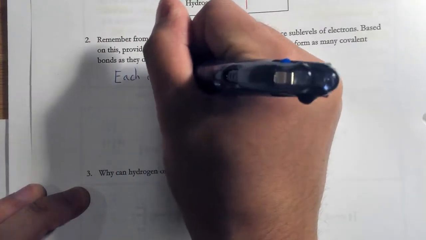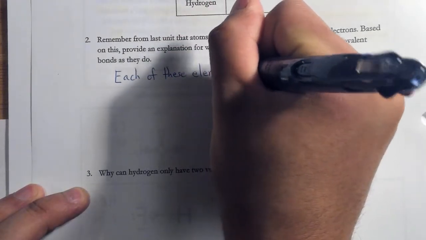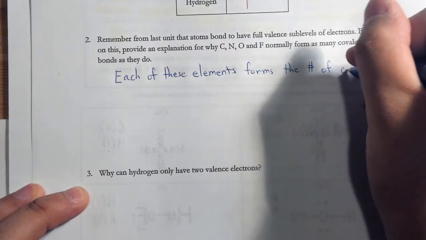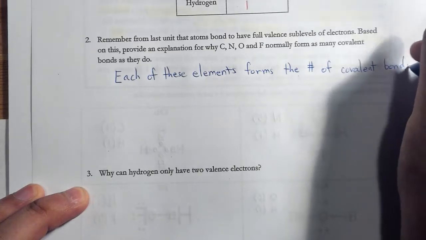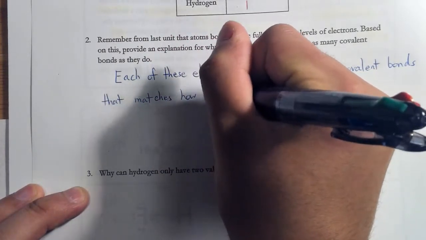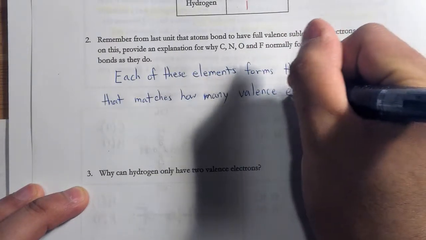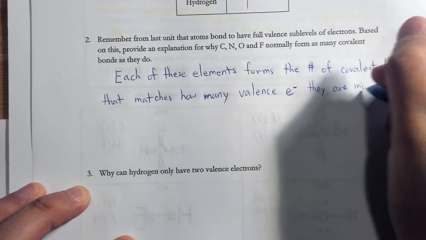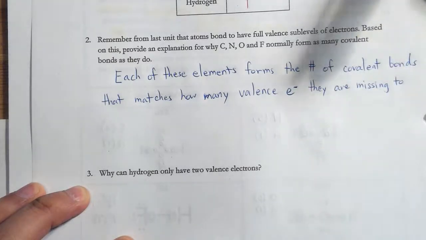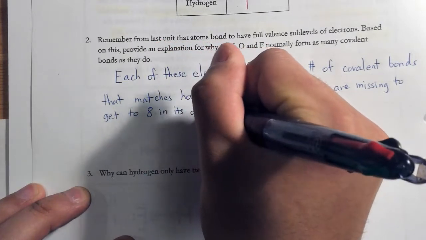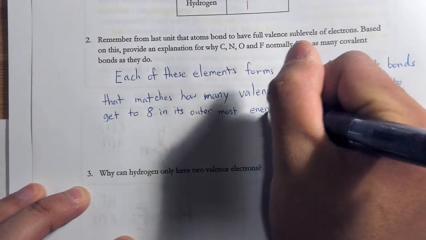So the answer is each of these elements forms the number of covalent bonds that matches how many valence electrons, I'm going to put E minus because that also represents electrons, they are missing to get to 8 in its outermost energy level.